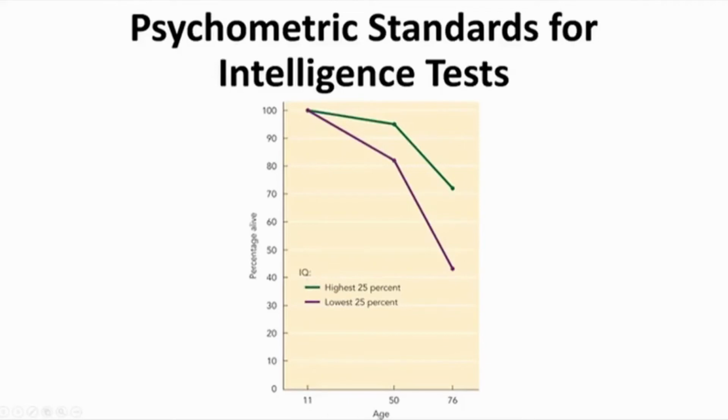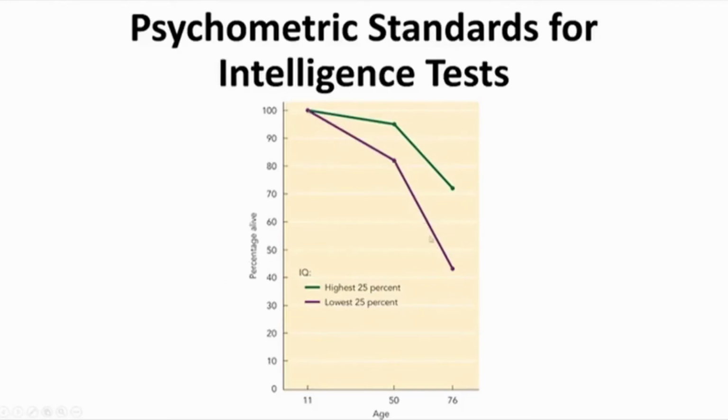So if we look at this graph here, we have age across the bottom and percentage alive. So this is a survivability type curve. We have our purple line here, and that's people in the lowest 25% in terms of IQ, versus our green curve, which is people in the highest 25% for IQ. And our green line, the people who have a higher IQ, survive longer. So more of them are alive as time goes on, seen by the higher score on this percentage alive.